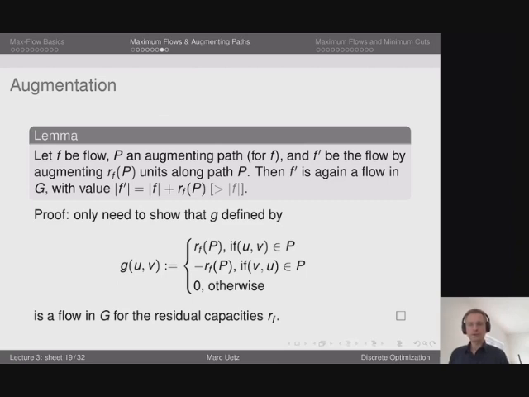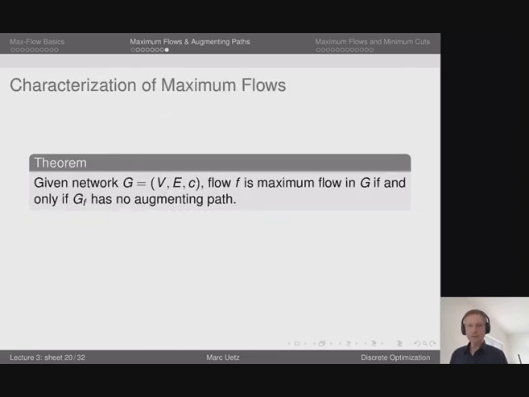And the question is, does that actually work? So if I augment flow along augmenting paths successively, and at some point in time this is no longer possible, do I actually compute a maximum flow? Yes or no? The answer is yes. And that is stated in this theorem. A flow is a maximum flow for the graph G if and only if the corresponding residual graph G_F has no augmenting path anymore.